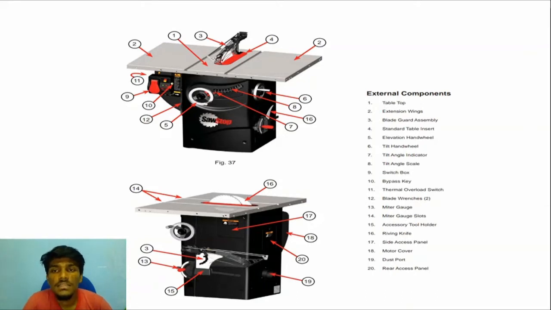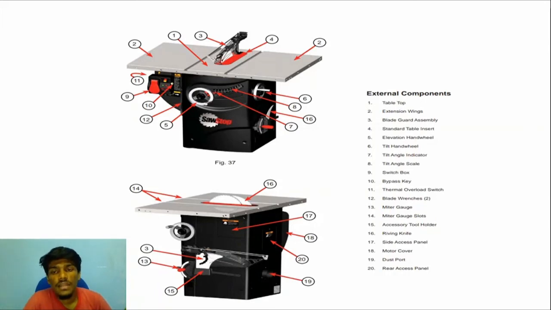Five, elevation hand wheel. Six, tilt hand wheel. Seven, tilt angle indicator. Eight, tilt angle scale. Nine is the switch box under the table. And ten is the bypass key. That is the bypass key in our machine. Eleven is the thermal overload switch. Twelve is the blade wrench. Thirteen is the miter gauge. Fourteen is the miter gauge slot. Fifteen is the accessory tools holder. There's a tool holder in our machine.